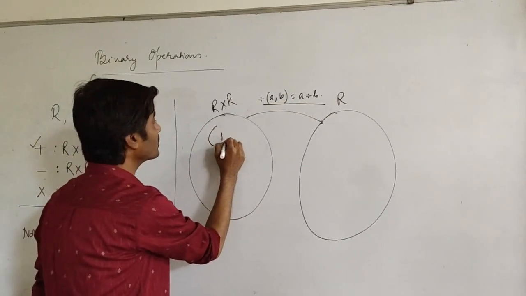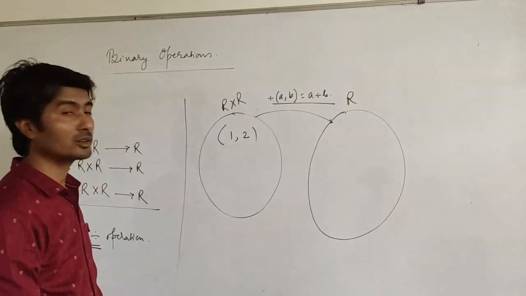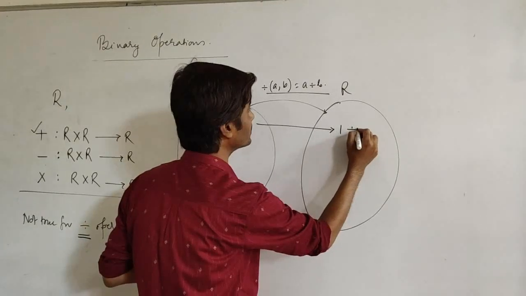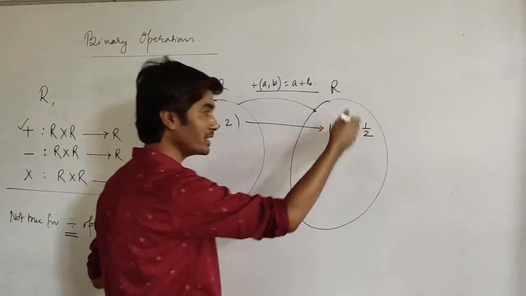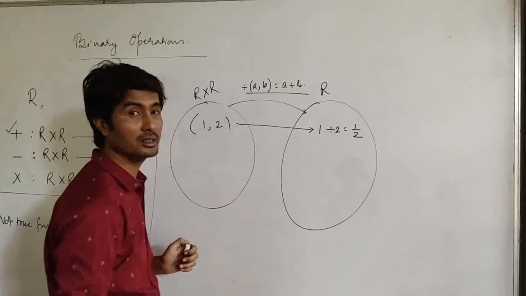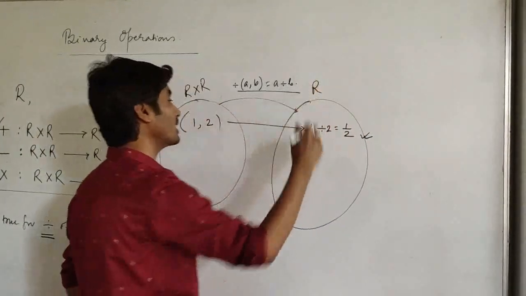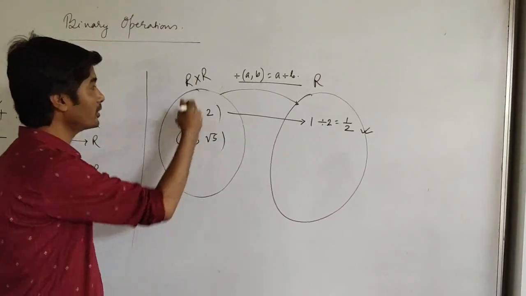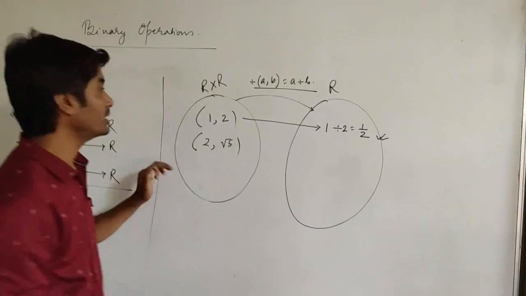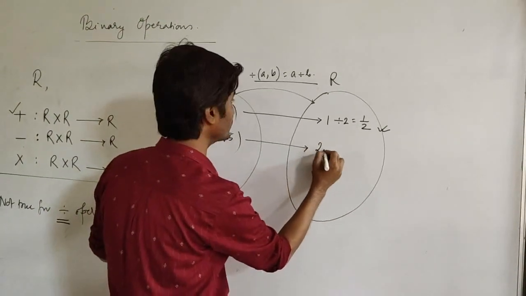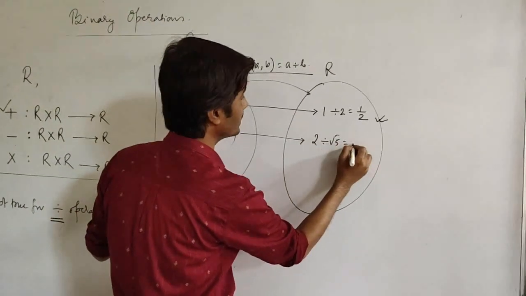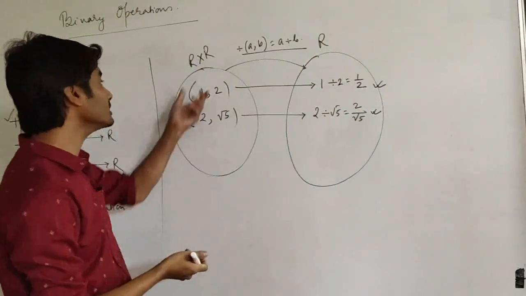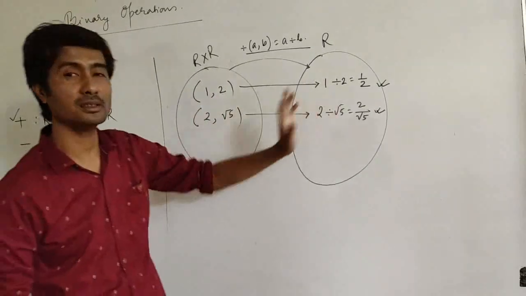Suppose I want to take 1 comma 2 from R cross R, find out the image. It will be 1 divided by 2, that is half, and it is seen that half again belongs to R. Let us take, say, 2 comma root 5 from this R cross R, and find out the image. It will be 2 divided by root 5, which is again in R. So these two pairs will have images.